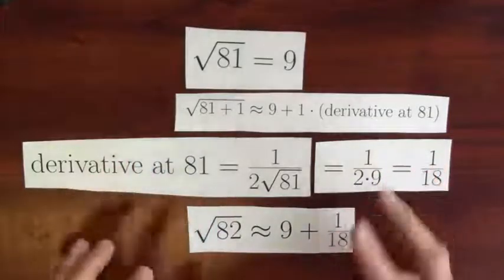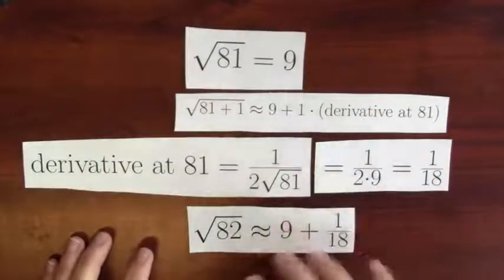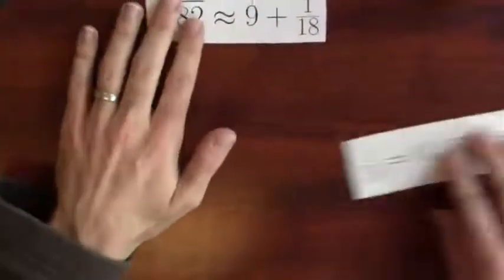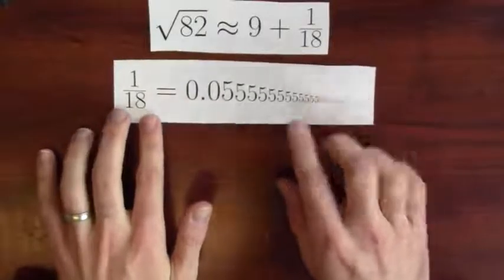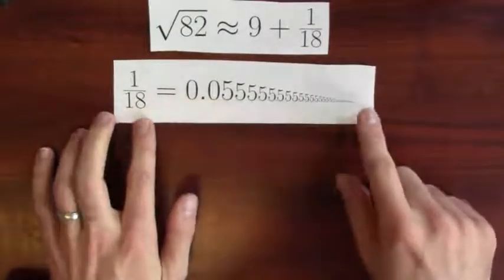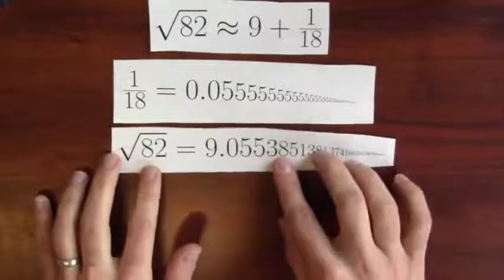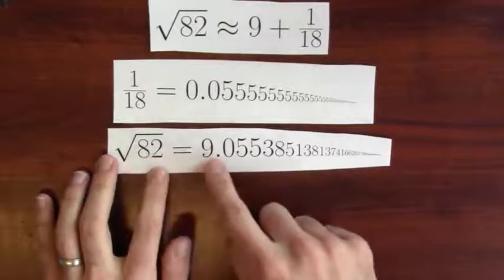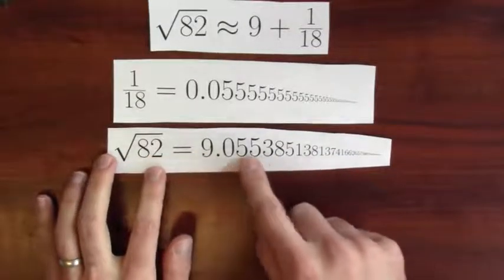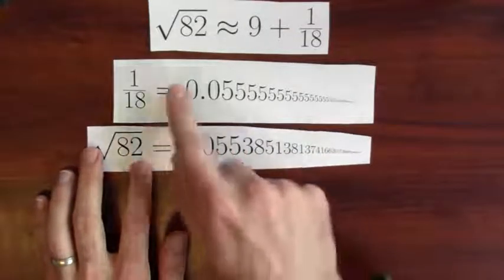And this is pretty good. There are actually 2 different ways to tell that this isn't such a bad guess. Here's one way to tell. What's 1/18? Well, it's 0.05 repeating. And what's the actual value of the square root of 82? It's 9.055. Look, it's pretty close to 9 plus this.